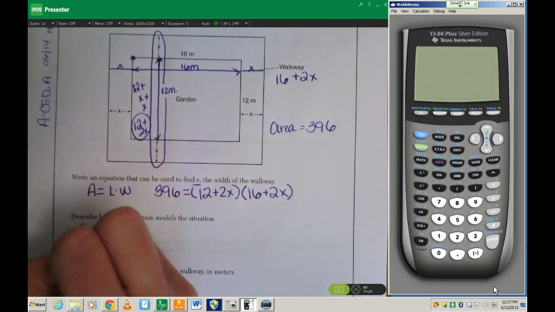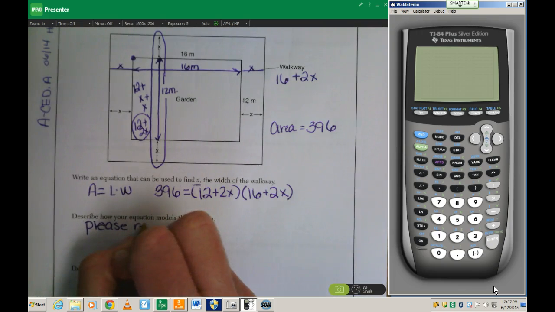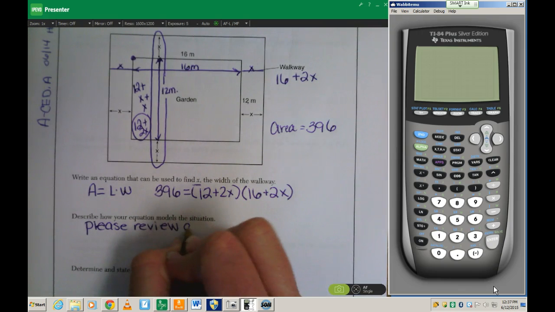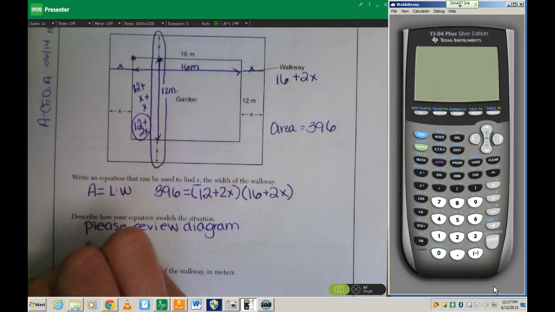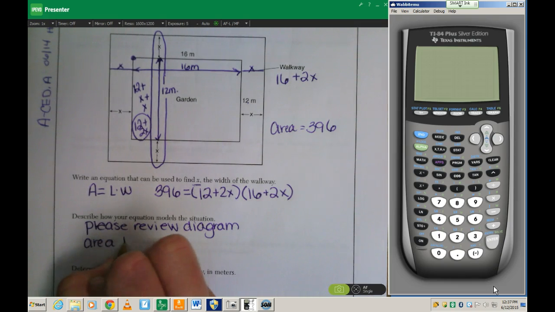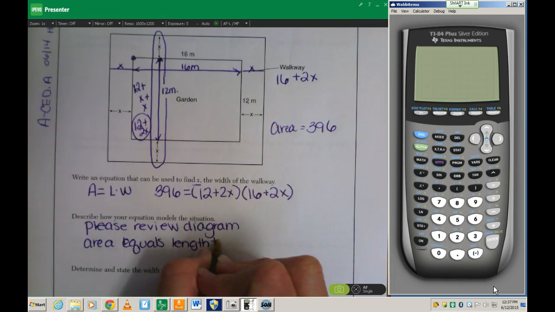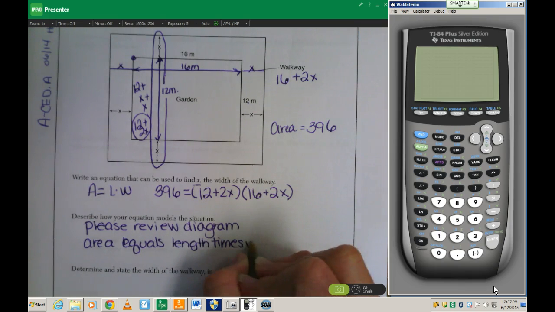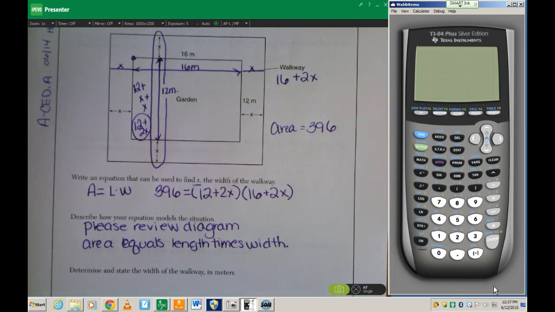Now, how did we get that? Well, what we can do is say, please look at the diagram, because we did a good job explaining. And we can also say that area equals length times width. Now they want us to determine and state the width of the walkway in meters.